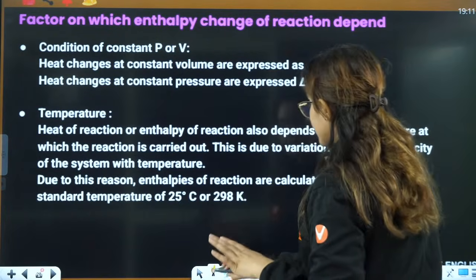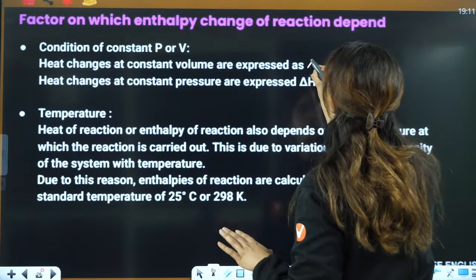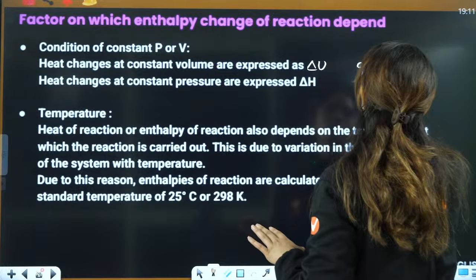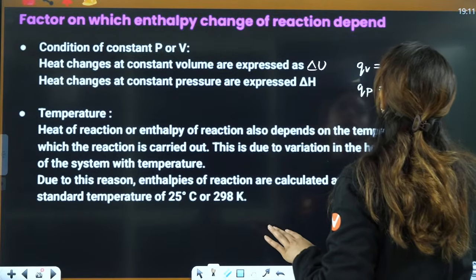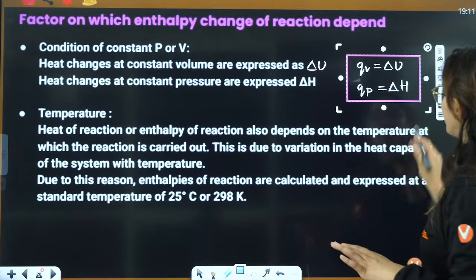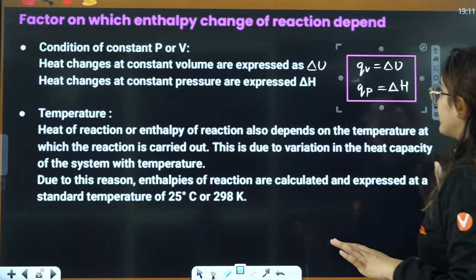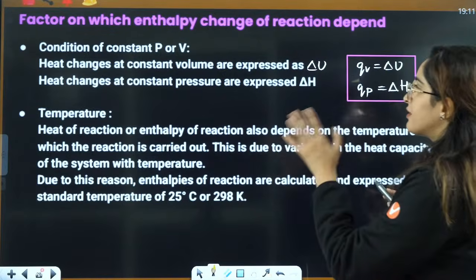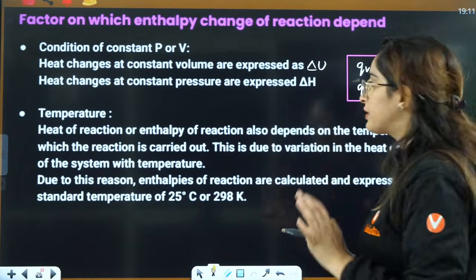Can you tell me what this is? Qv equals delta U and Qp equals delta H. I have told you so many times, this is a very important formula. Now, heat changes at constant volume and pressure, we have seen how they are expressed.